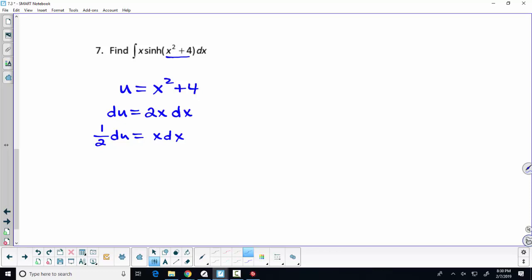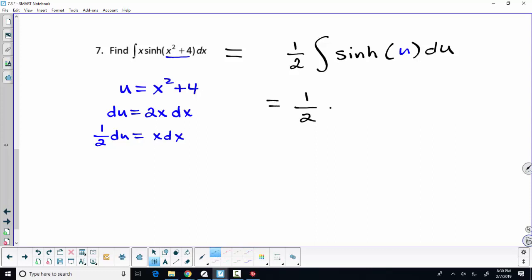Okay. So then the original integral turns into what? 1/2 sinh u. Y'all agree? Okay. What is the antiderivative of sinh? Yeah, cosh. So we've got 1/2 cosh of u plus c. And then resubstitute. We're done.